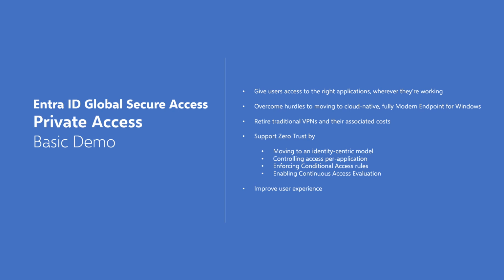But being able to give users access to the right applications where they're working, using it as a tool in your toolkit to overcome hurdles to move into cloud native Windows devices that are just cloud joined, getting rid of those traditional VPNs and their associated costs and patching their VPN clients, and then supporting the wider sort of zero trust strategy of your organization, moving to identity centric, controlling access at a per application level and tunneling access per application, and then enforcing that conditional access, as well as evaluating that control all the time.